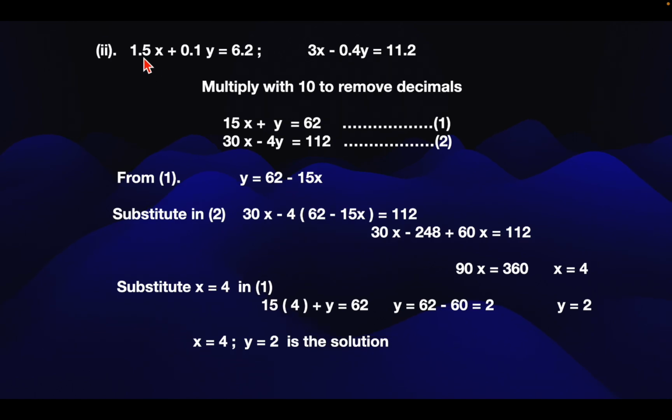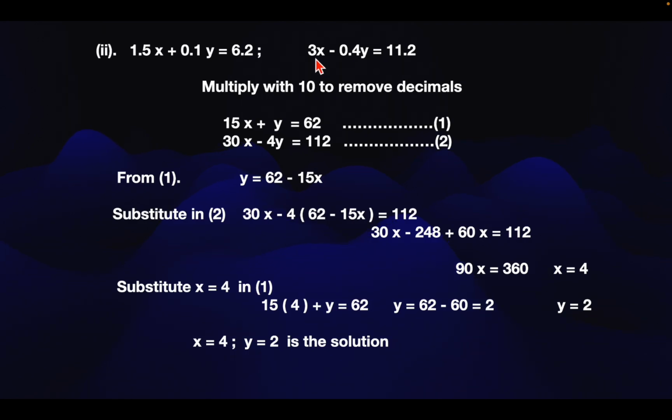When we multiply by 10, the decimal point will shift one digit to the right. So 1.5x becomes 15x. 0.1y is 1, so I'll write it as y. 6.2 is 62, the point goes after the 2. So the equation becomes like this. Similarly, do it for this equation.